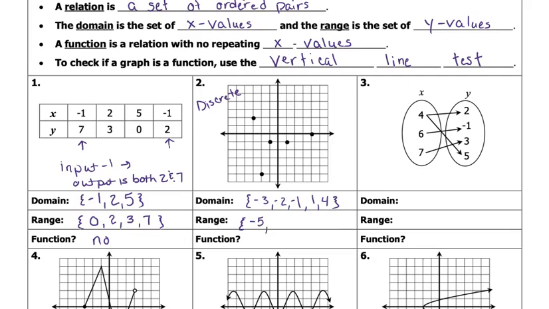Then I'm going to come up here. This is at -1. This for my y value would be 0. And my y value here would be 2. We're going to put braces on that. And we're going to look to see if this is a function, yes or no.